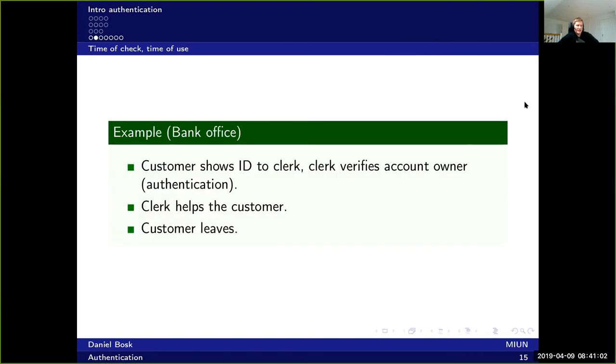So for instance, if we consider a bank office, then usually the customer comes in and shows his or her ID to the clerk, and the clerk verifies the account owner. So this is part of the authentication. So they are talking to the right person. And then the clerk helps the customer, and then the customer leaves.